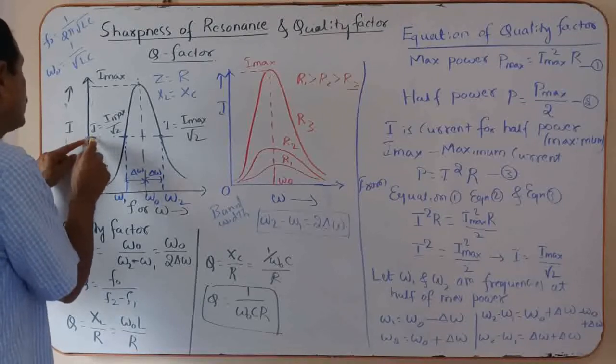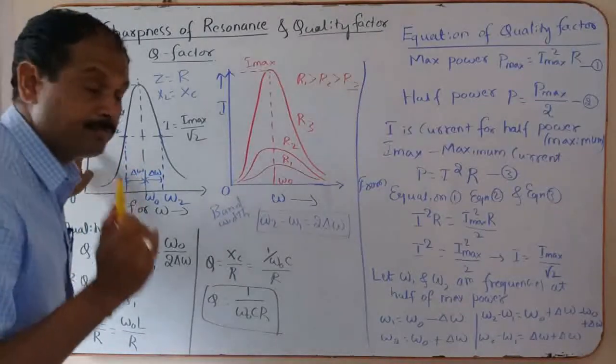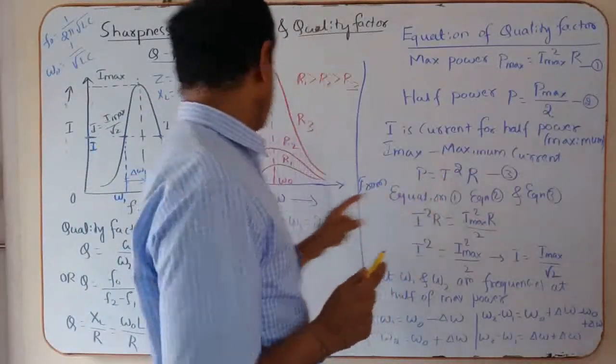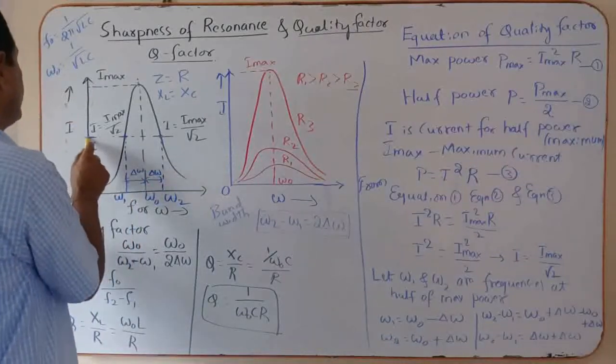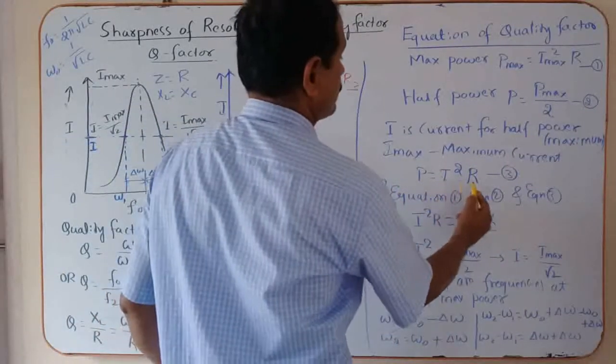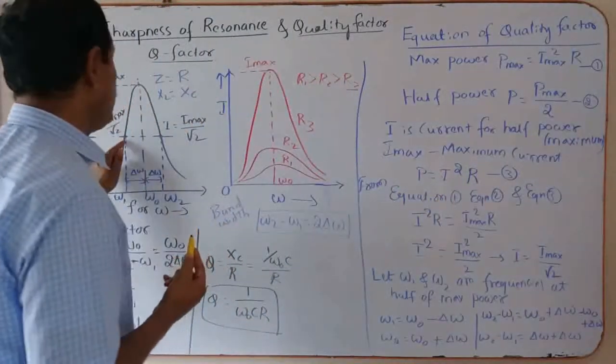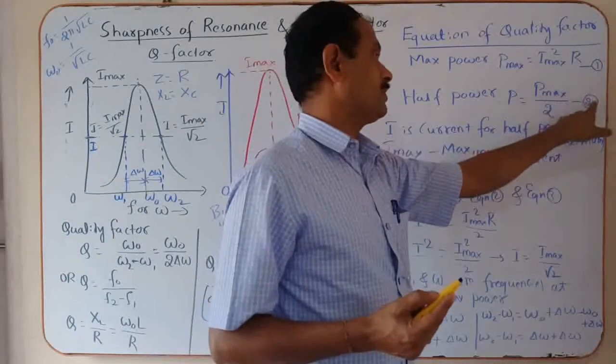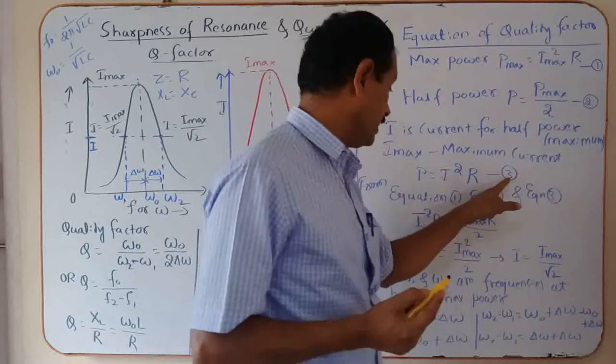I is the current for half of the maximum power. I max is the maximum current. Half of the power. Now what is the power at this point for this current? That is P is equal to I square R. At this point, power is I square R, from equation number 1, equation number 2, equation number 3.